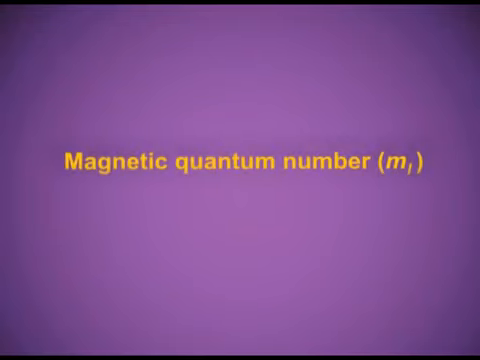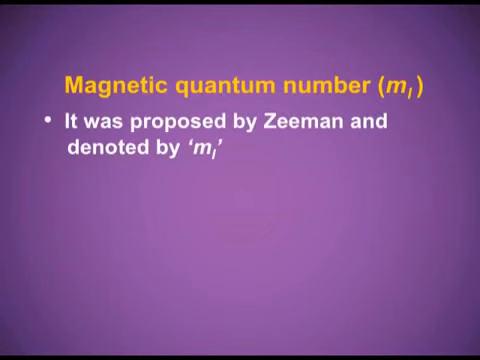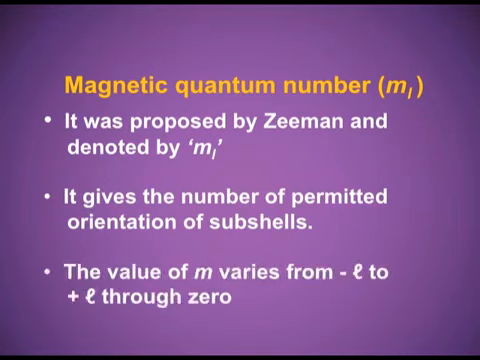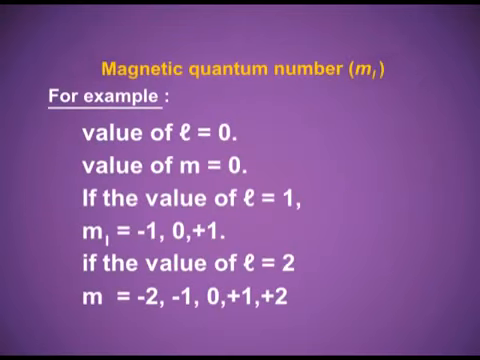The third quantum number is the magnetic quantum number. Its symbol is small m with a subscript, small l, on the right hand side. It was proposed by Zeeman. It gives the number of the permitted orientations of the subshells. The value of m varies from minus l to plus l through 0. For example, if the value of l is 0, then m will also be 0.